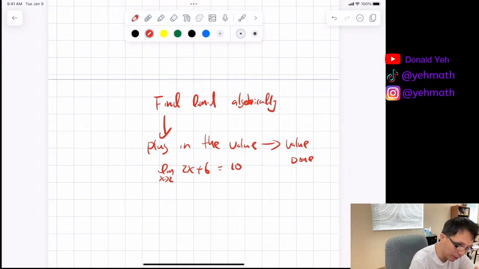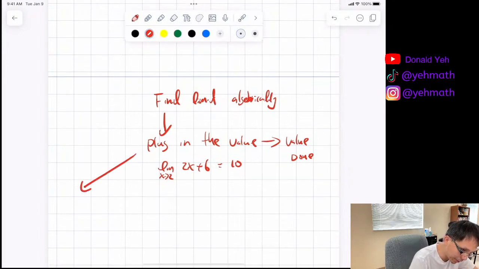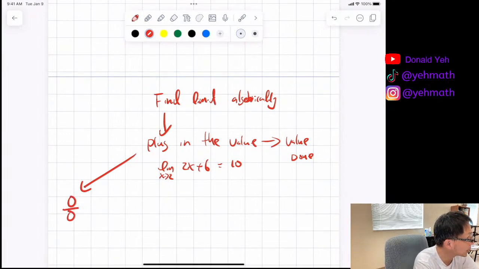So sometimes you plug in the value, you get this result, 0 over 0. What did we call 0 over 0 yesterday? Indeterminate, not undefined, so indeterminate.